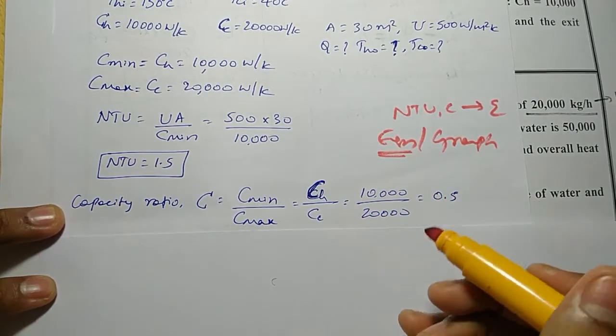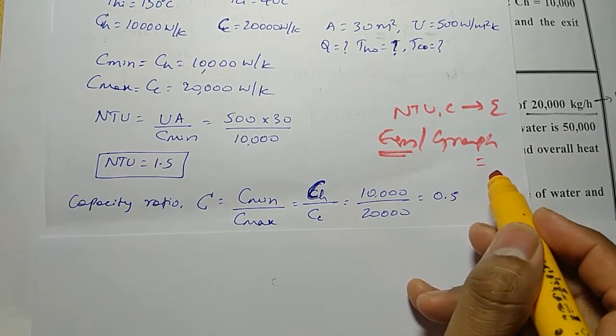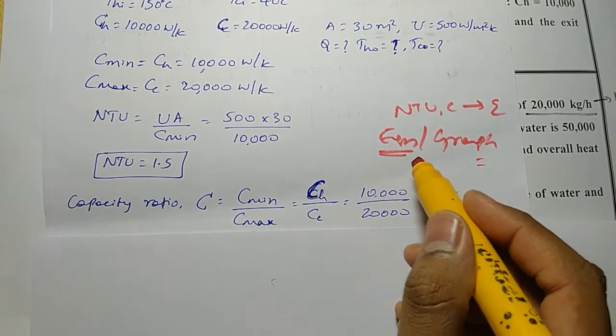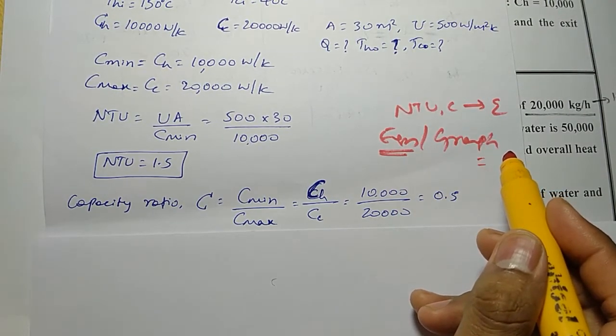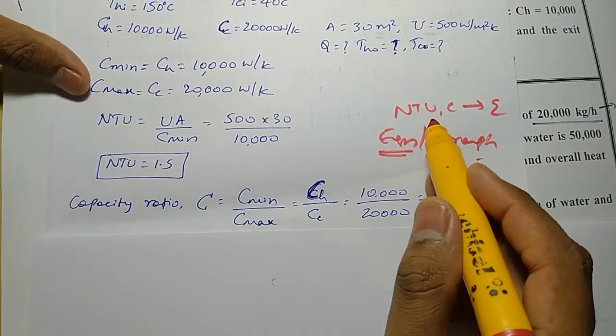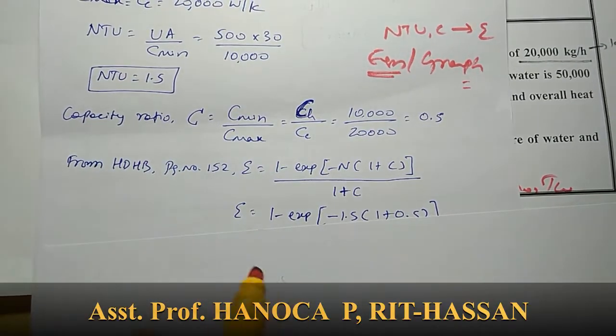In the graph means what? If one unit changes, 0.2% will change. Therefore you go for the equation and you check in the graph also whether it is correct or wrong. Just cross check it. Using NTU and C, the equation is available in the data handbook, shown in the last problem.